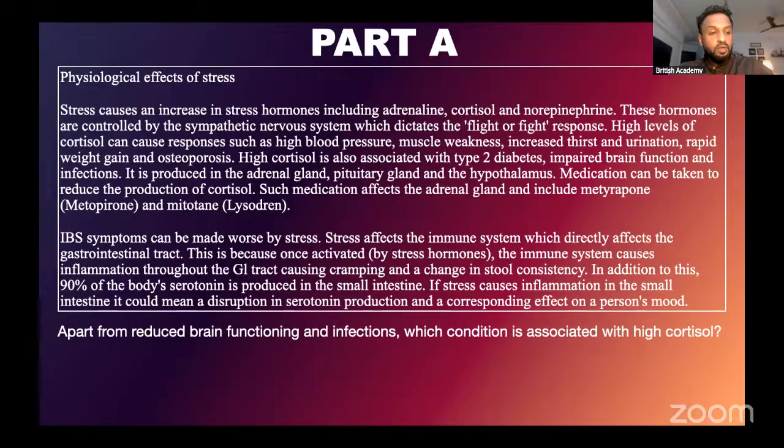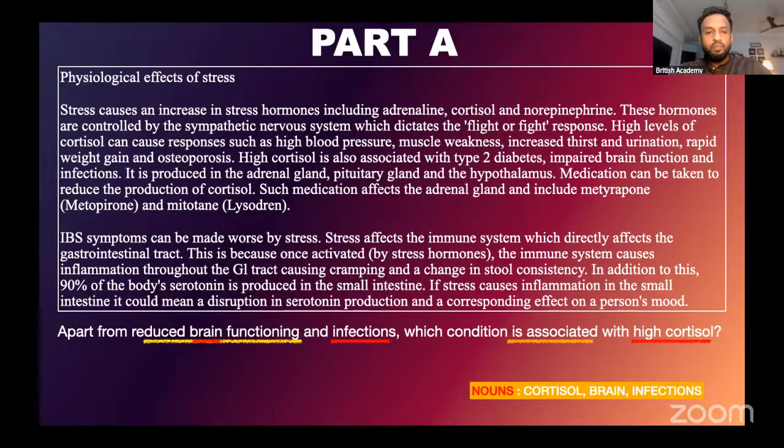So, the nouns over here, what are the nouns? Which ones can be the nouns? Perfect. Now, as I can see even in the chat boxes, good. Nouns are cortisol, brain and infections. Cortisol is the name of a hormone, brain is the name of an organ, and infections, obviously, is a noun. What are the verbs? Verbs are usually ing forms: associated and functioning.